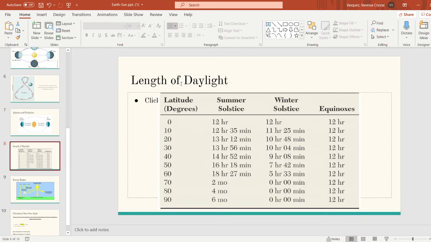Another concept is the length of daylight. Again, this is telling you the latitudes, the location where you are on Earth. Summer solstice, we know the dates, June 21st, 22nd, winter solstice, December 21st, 22nd, and the equinoxes, the spring and fall equinoxes. For example, at 30 degrees north, on June 21st, 22nd, we are experiencing 13 hours of daylight, and on December 21st, 22nd, Los Angeles is experiencing 10 hours of daylight. That's how you'll be answering a couple of questions on that one.